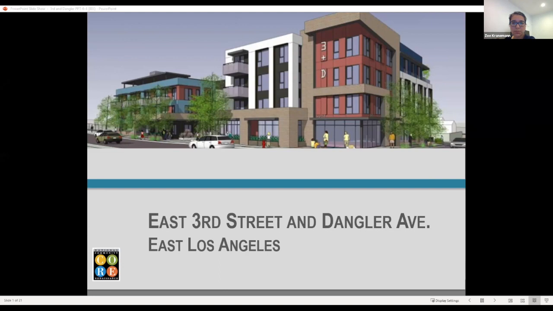Any other questions for Zoe? Yes, what will it prioritize? Will it prioritize the homeless that are looking for housing, or is it going to prioritize other individuals?